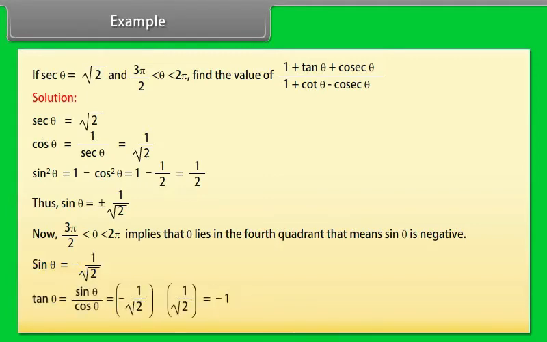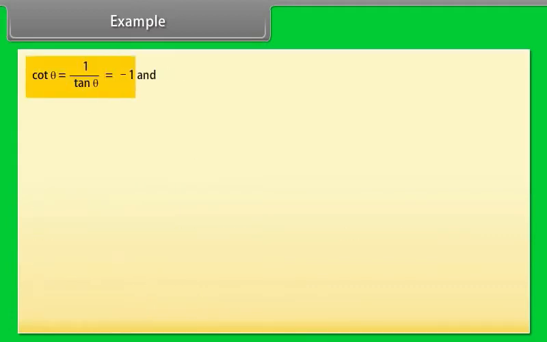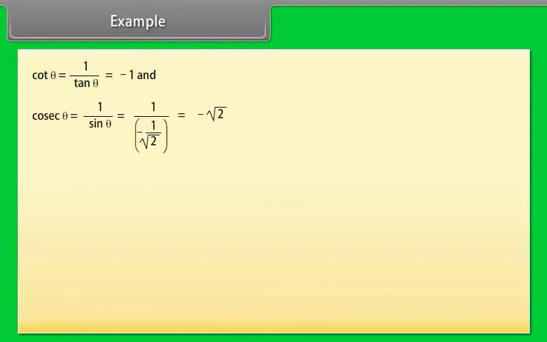Tan of theta is equal to sine of theta by cos of theta is equal to minus 1 by root 2 upon 1 by root 2 is equal to minus 1. Cot of theta is equal to 1 by tan of theta is equal to minus 1, and cosec of theta is equal to 1 by sine of theta is equal to 1 by minus 1 by root 2 is equal to minus root 2.